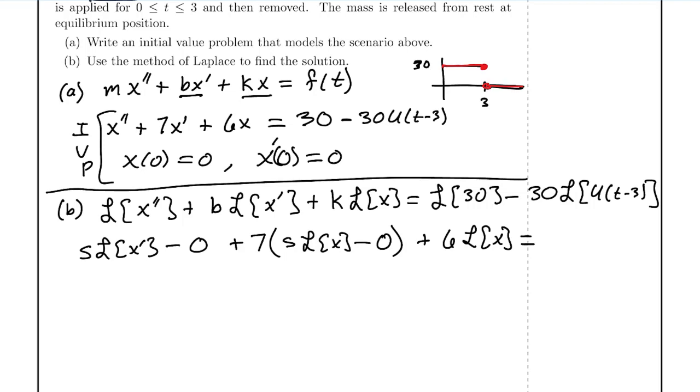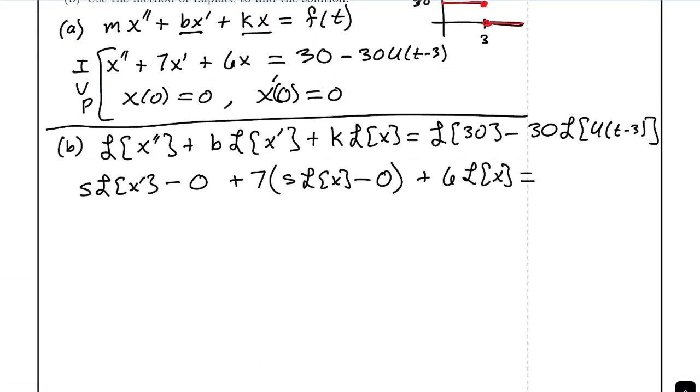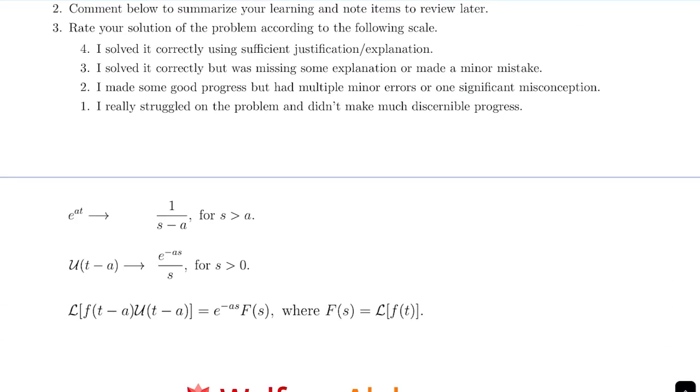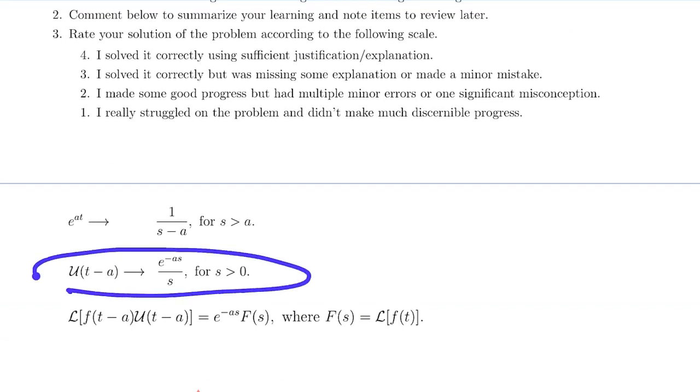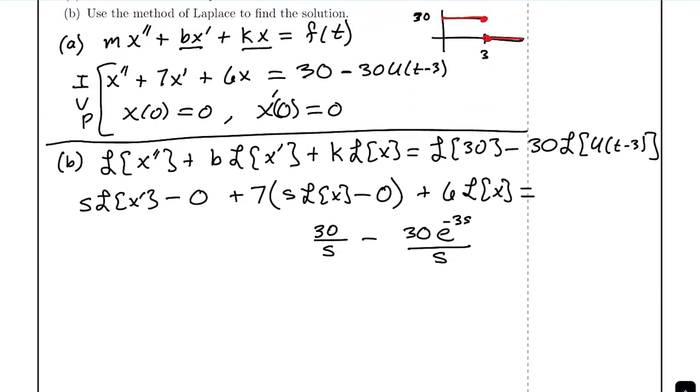So L of 30, that's a constant. Well, L of 30 is just 30 over s. And then we're going to have minus 30 times e to the minus 3s over s. So using the linearity, we can just factor out the 30. What is u(t minus 3)? u(t minus 3) is e to the minus 3s over s. Okay, that's the Laplace transform of u(t minus a).